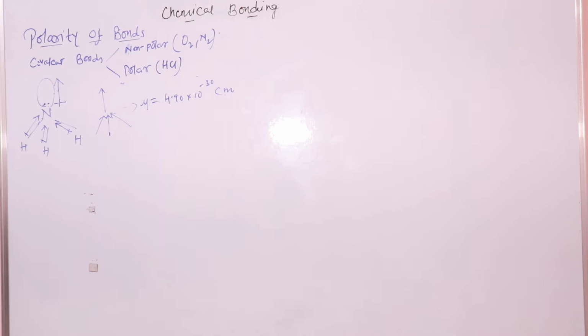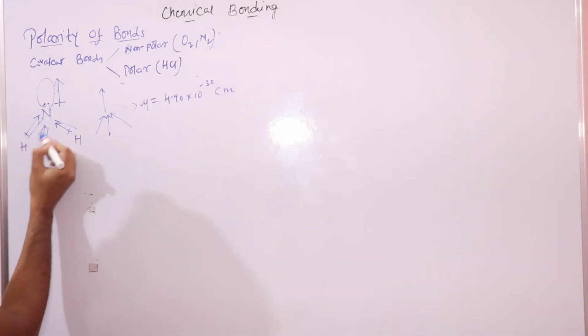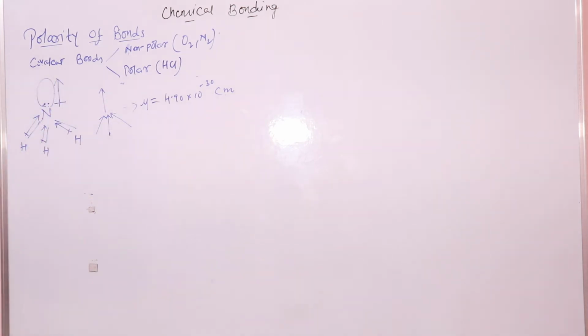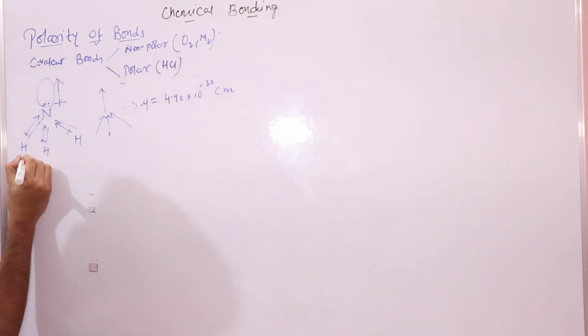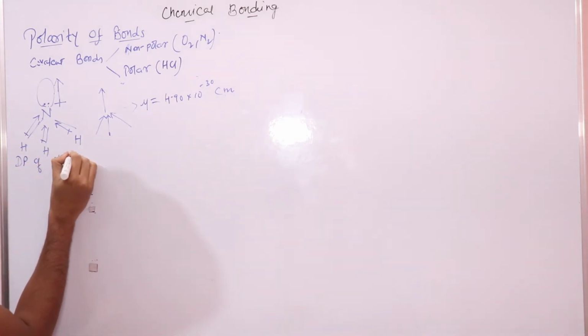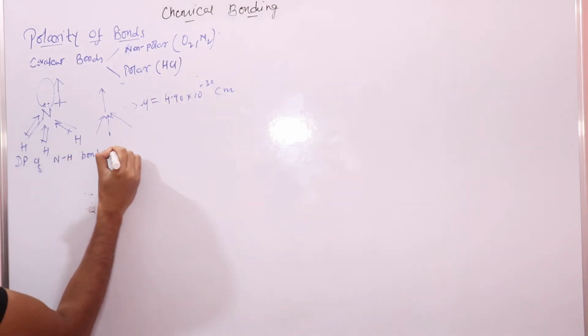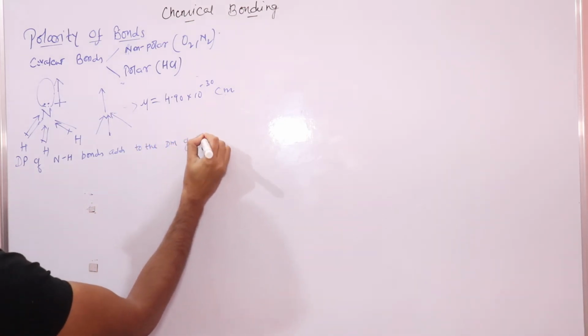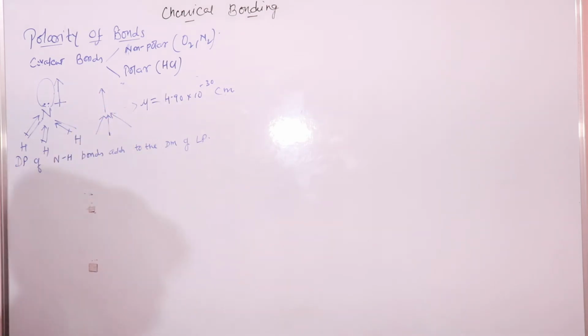Similarly, if you look at the other molecule, here we say that the dipole moment of all these N-H bonds adds up to the dipole moment of this lone pair. So the dipole moment of N-H bonds adds to the dipole moment of the lone pair. From here it is clear.